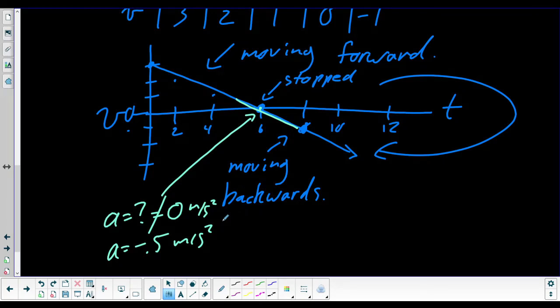Stopping does not affect your acceleration. It's just weird for people to think that when you stop, you're speeding up or slowing down. That's kind of where the disconnect is, I think.